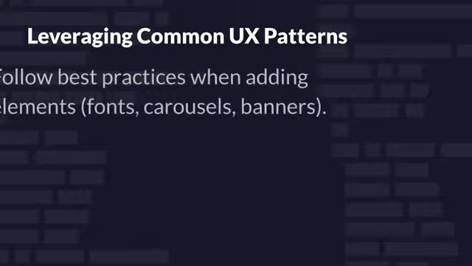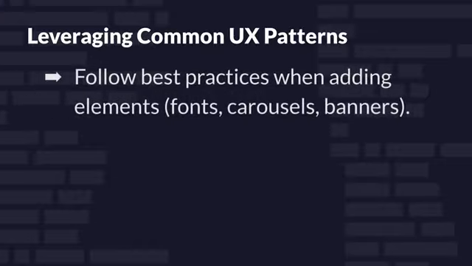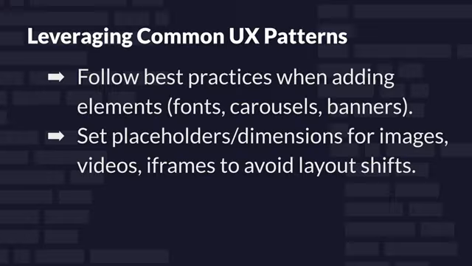When adding elements such as fonts, carousels, banners to your website, you want to ensure that you are following best practices. These types of elements can have a negative impact on core web vitals if not implemented correctly. A great example of this is not explicitly setting proper placeholders or dimensions for images, videos, iframes, or other similar embedded content throughout your page. When the content is loaded, this can cause layout shift, and Core Web Vitals has very specific metrics, as a moving page can create a bad user experience for your visitor.